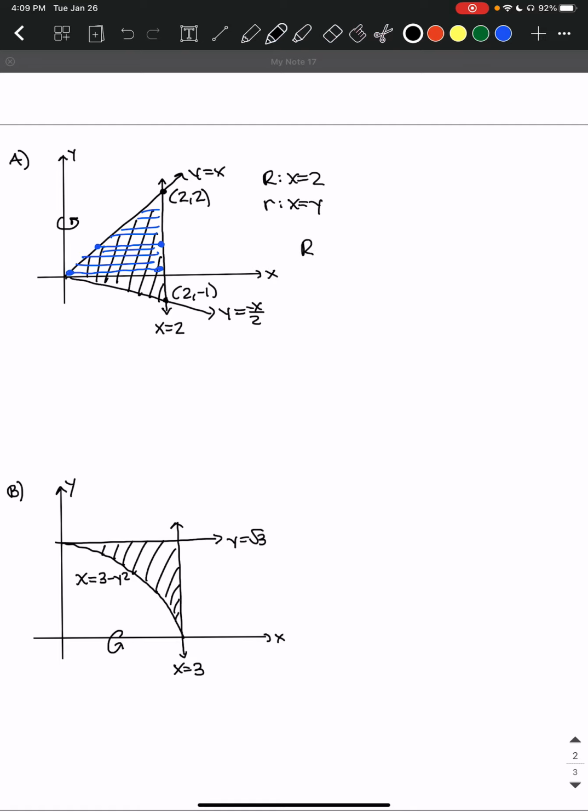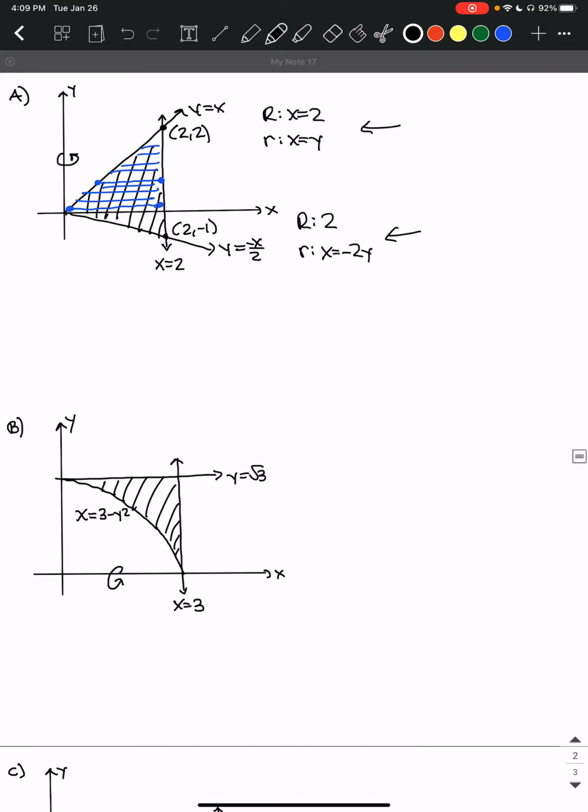My big R down here will be 2 as well, but my little r now will only go to x is equal to minus 2y. So what we have to do then is split this up into two integrals, one that deals with the volume here and one that deals with the volume here. That's not going to be too fun, so let's try the shell method instead.